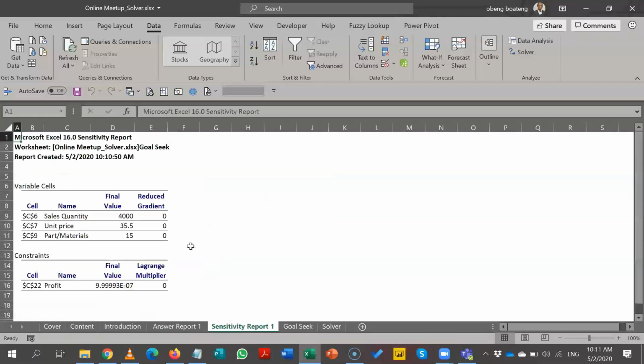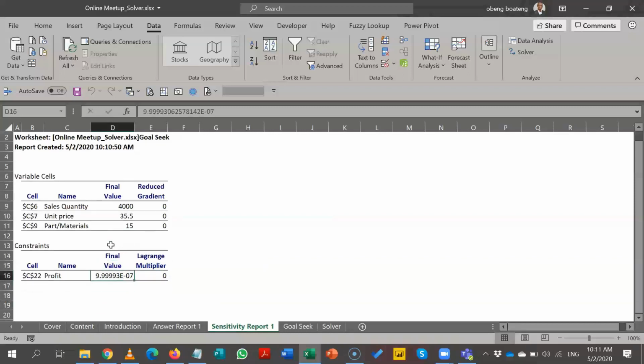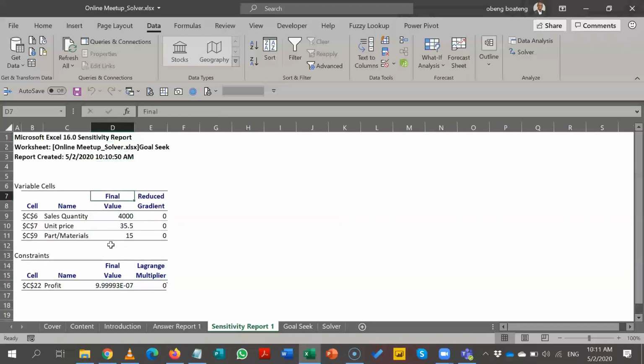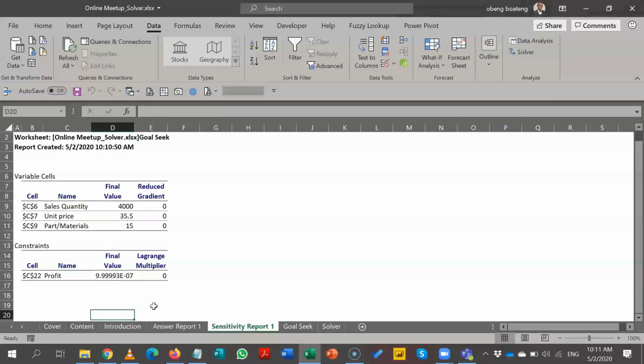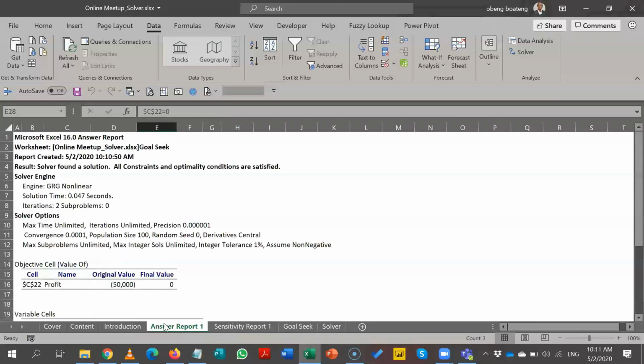Now, the sensitivity report is basically using some math language to explain how it arrived at these results. I'll be honest, I don't want to go into the technical details on this one because I'm not sure I get how it got this value. No, I mean, under the reports, I just got answer. I didn't get sensitivity and limits.